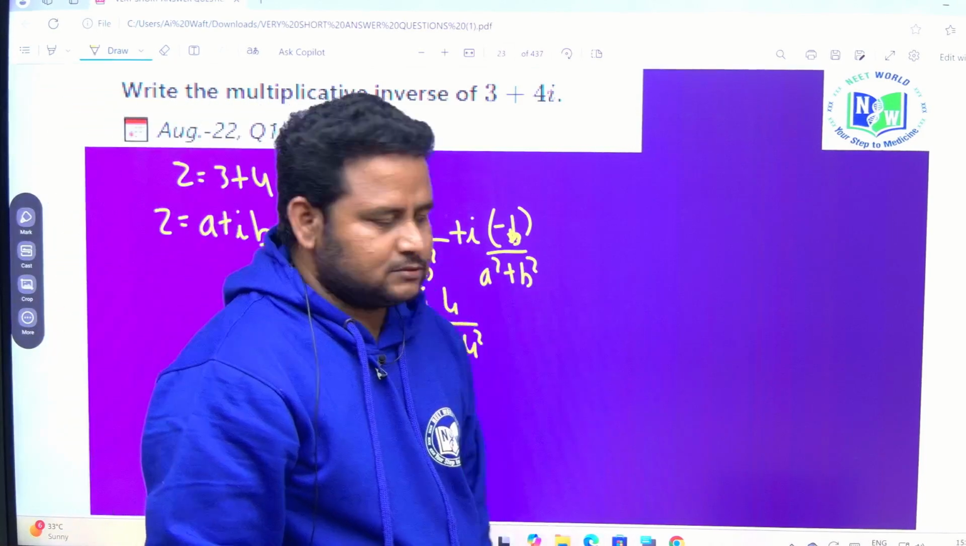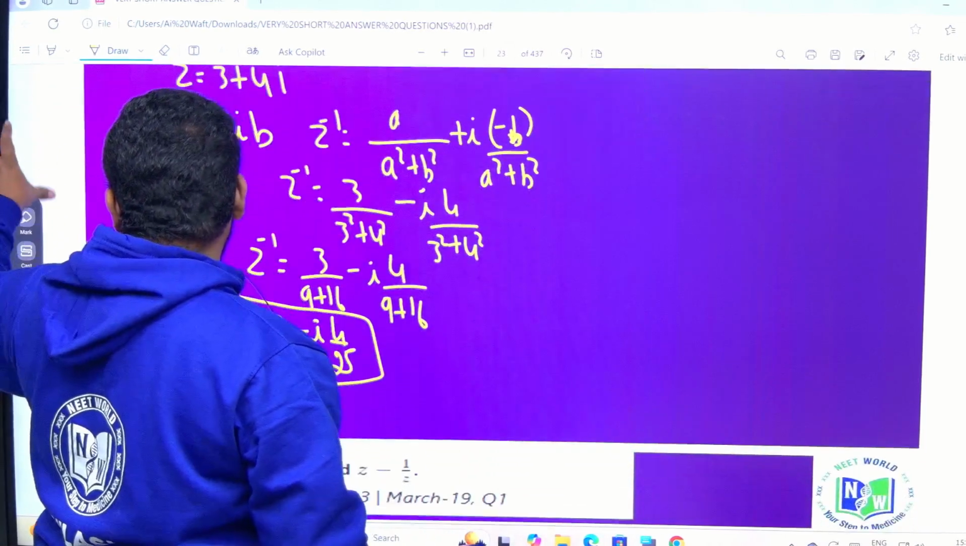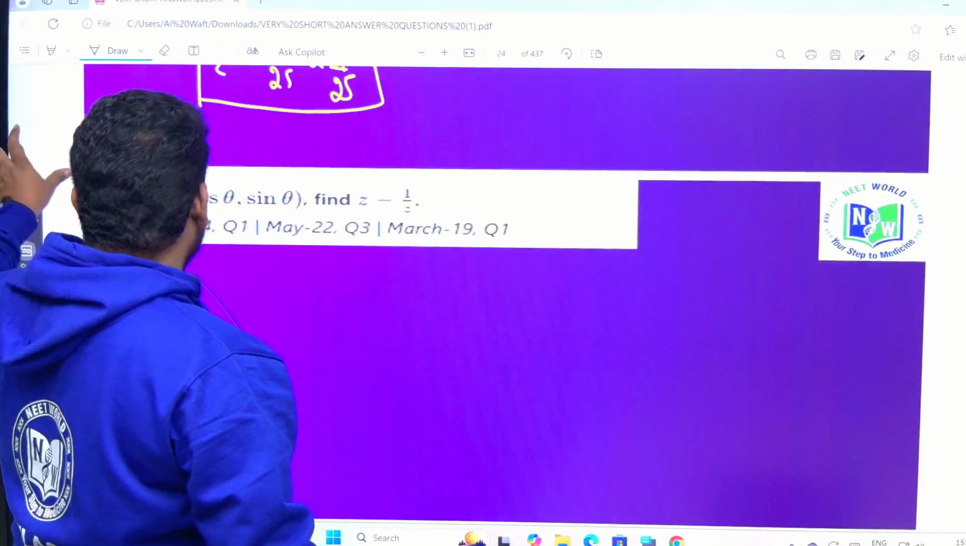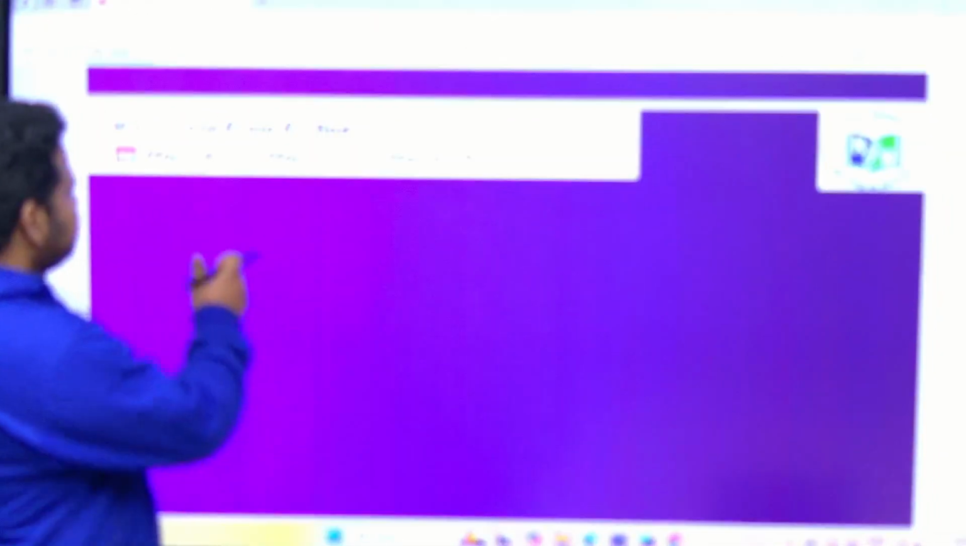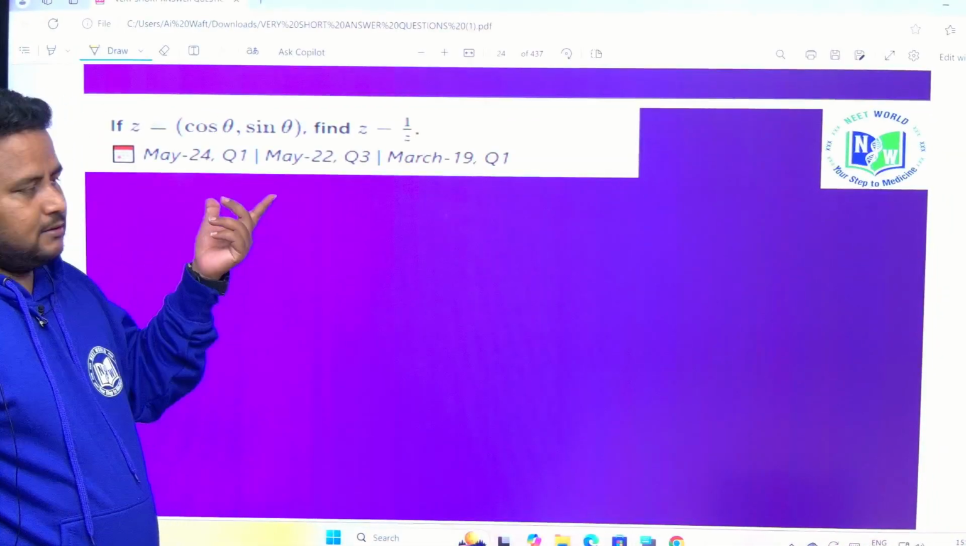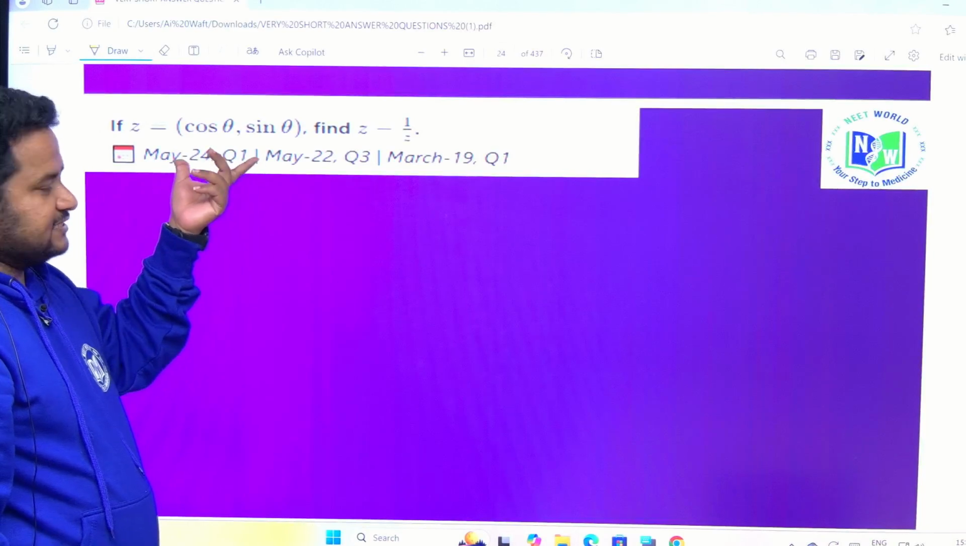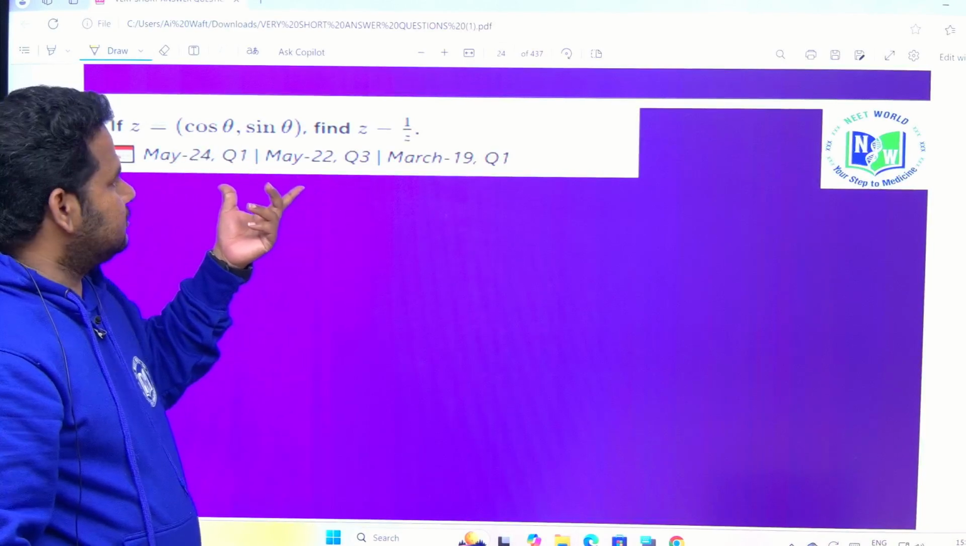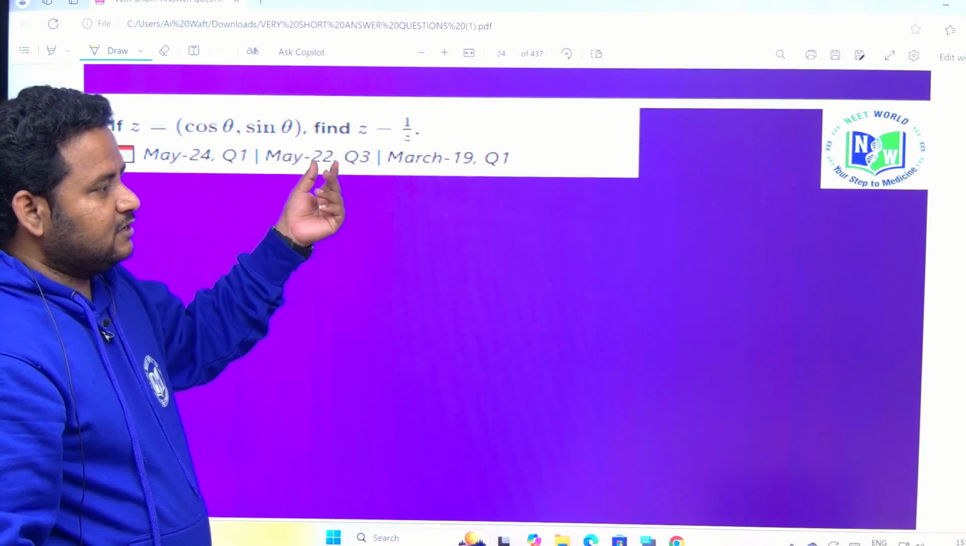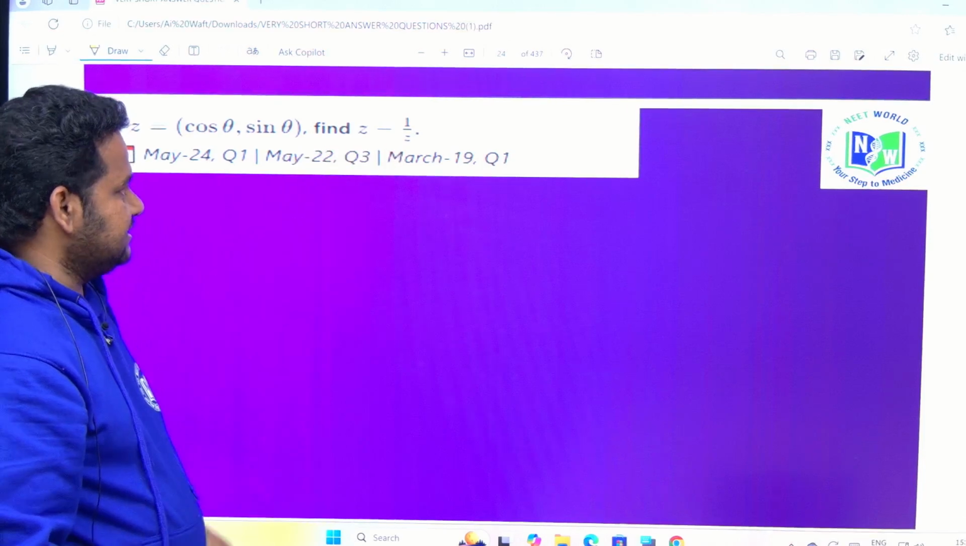All right, friends, I hope it is clear. Simple question, just apply the formula. Look at this. They have told z is equal to (cos theta, sin theta), that is, they have given it in the form of an ordered pair. So, you have to find z minus 1 by z, where 1 by z is the inverse.